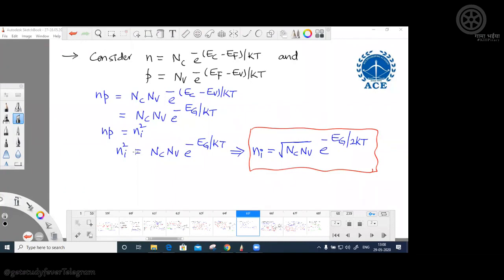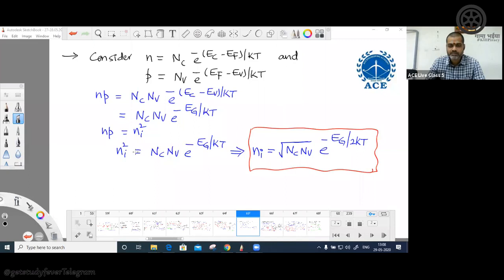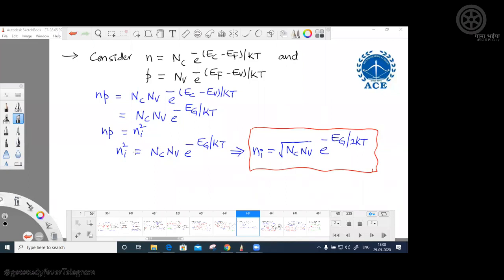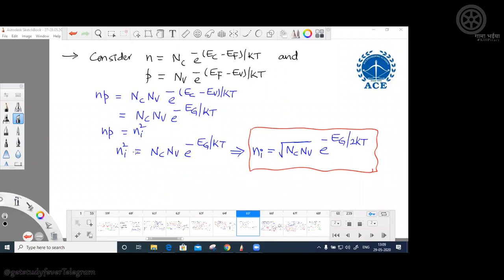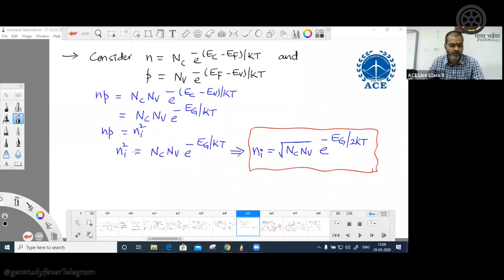Good afternoon, sir. Very good afternoon, please. Sir, as we have seen that EC minus EV is equal to EG, no, sir? The gap is EG. And because of that, the average value, EC plus EV by 2, is equal to EG by 2. We are getting that one. But mathematically, EC plus EV equal to EG doesn't give any physical significance, no, sir? Okay, I think I have written EG by 2 there. Yes, sir. That's why many people are asking. Okay, tomorrow I'll clarify that doubt. Don't worry.